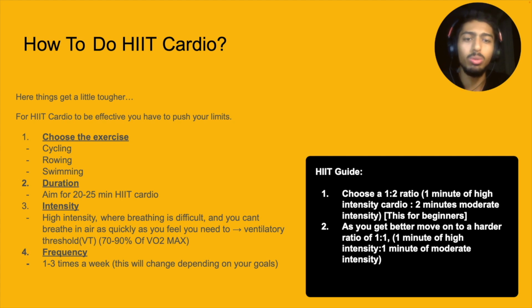As you get better, move on to a harder ratio, so your exercise is making you improve athletically, and you're actually progressing for your athletic performance and being able to lose fat faster as well. So you can move on to a ratio of 1-to-1, 1 minute of high intensity and 1 minute of moderate intensity. Now the frequency is a bit lower than low intensity cardio, 1 to 3 times a week. This will change depending on your goals, so don't overdo it with HIIT cardio. Make sure you're doing enough to have effective results during a cutting phase or a lean bulk phase.